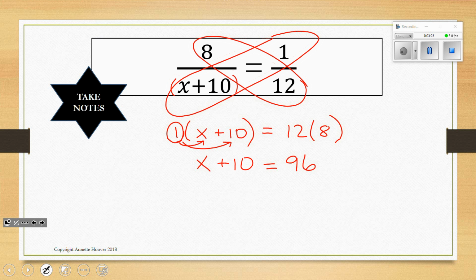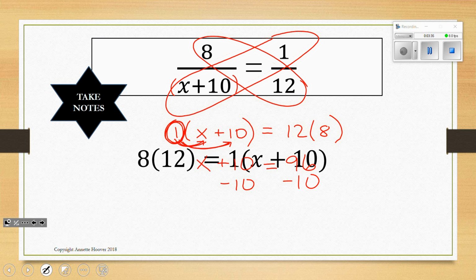But when this number right here is not a 1, you're going to have to evaluate the distributive property first. Now we have a one-step equation, and we would simply subtract 10 on both sides, and your final answer would be 86.